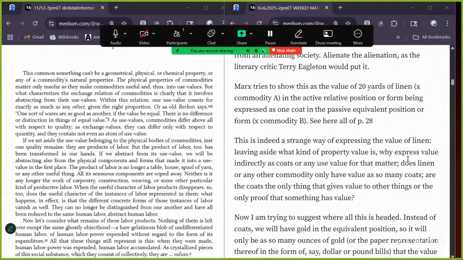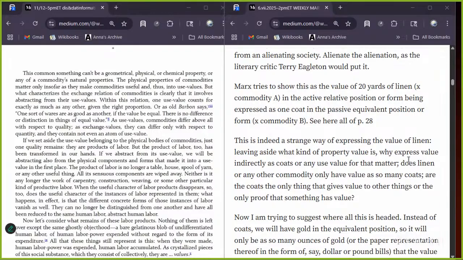This is indeed a strange way of expressing the value of linen, leaving aside what kind of property value is. Why express value indirectly as coats, or any use value for that matter? Does linen or any other commodity only have value as so many coats? Are the coats the only thing that gives value to other things, or the only proof that something has value?